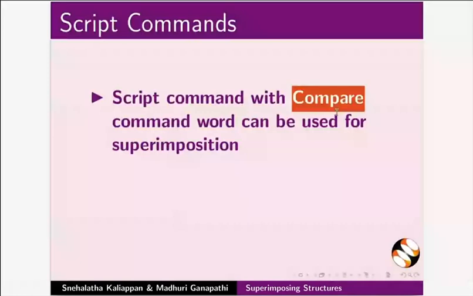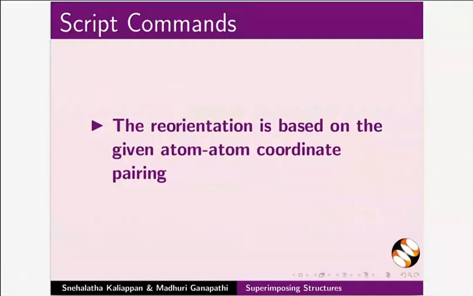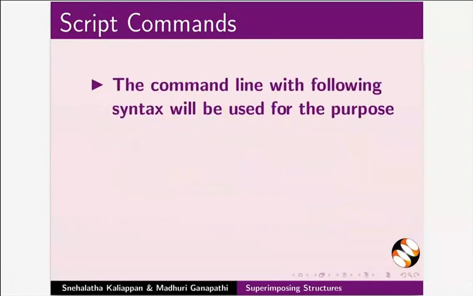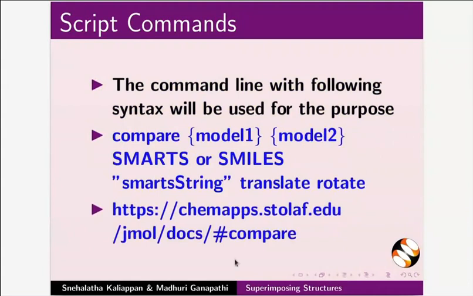Script command with the compare command word can be used for superimposition. The command compares two models and reorients the first model relative to the second. The reorientation is based on the given atom-atom coordinate pairing. The command line with the following syntax will be used for the purpose. Compare model 1, model 2, smarts or smiles, smart string, translate, rotate. Please use the link below to know more about the compare command.